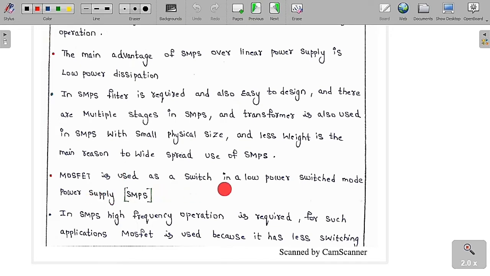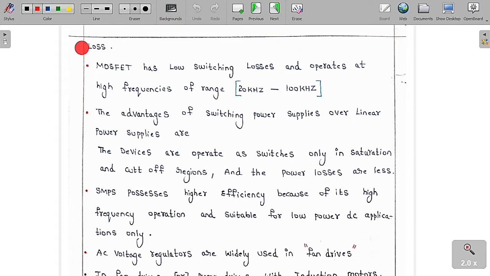A MOSFET is used as a switch in a low power switched mode power supply or SMPS, because, as I have already told you, SMPS operates at high frequency. The MOSFET is the device that can handle high frequency applications or high frequency switching. In SMPS, high frequency operation is required. For such applications, a MOSFET is used because it has less switching losses.